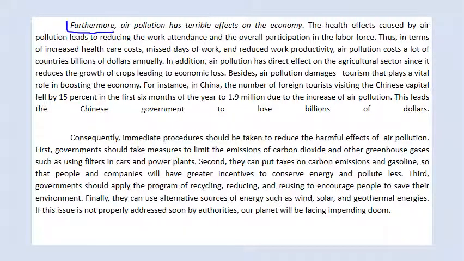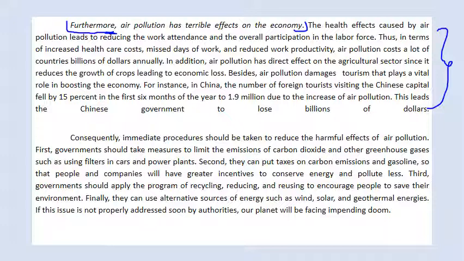Furthermore, notice the transitions I'm using, okay? Furthermore, if I were to ask you what's the thematic relationship between body paragraph 1, body paragraph 2, and body paragraph 3, you would say it's one of addition and support. I use the transitional signal furthermore because I'm adding more ideas. Furthermore, air pollution has terrible effects on the economy. Now I'm going to add my supporting details here, my statistics if I can.